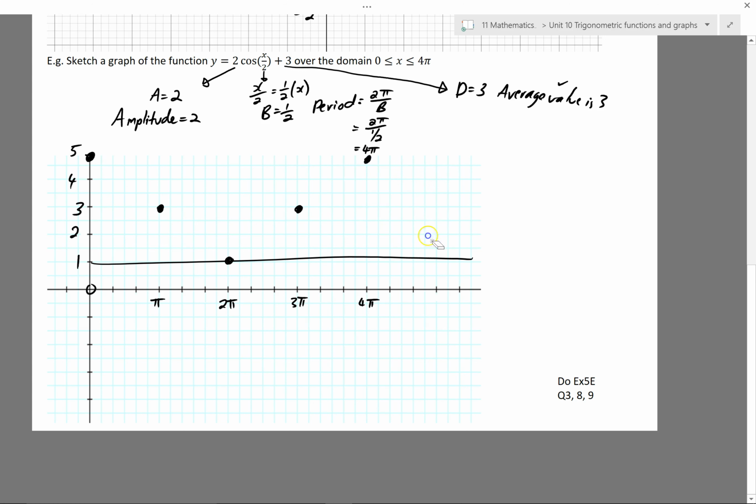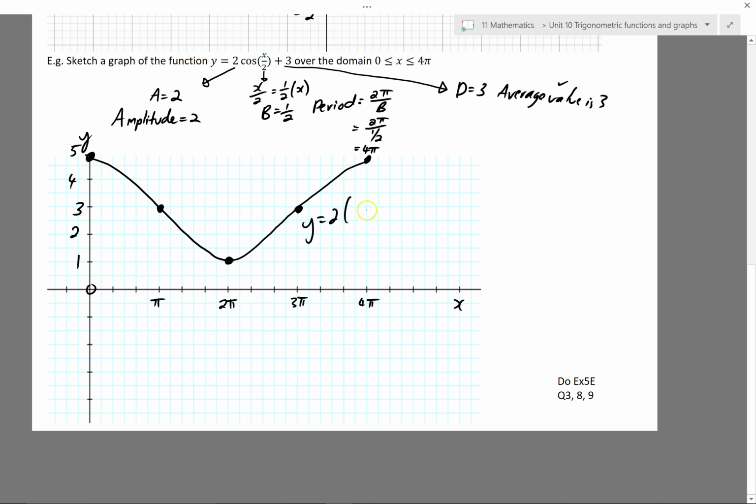Now that I've got that drawn, I can erase my guidelines and go ahead and draw what this cosine graph looks like. Label the axes and write the equation of the graph beside it. So down in the bottom corner of the page are some questions for you to have a go at for graphing these functions.